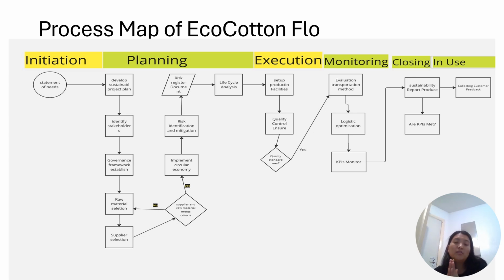And then we move into the decision stage where our EcoCotton Flo has made all of the KPI indicators or not. If not, then if KPIs indicators are not made, then we need to monitor all key performance indicators again. If EcoCotton Flo made all of the key performance indicators, then we need to move forward.